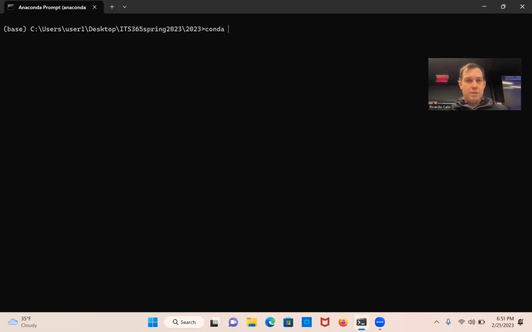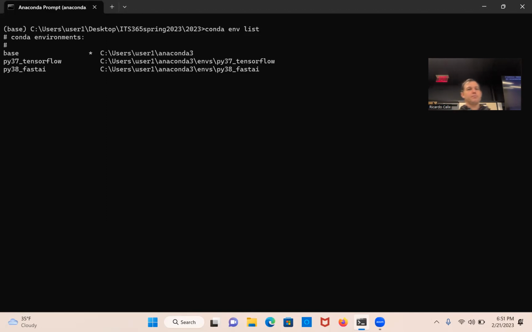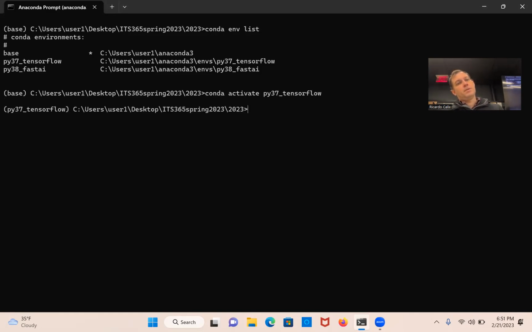The Conda environment. And we've already created a TensorFlow environment, I believe, right? Last time. So we can just do that. So Conda activate TensorFlow, oh yeah, 374 TensorFlow, right? Okay, and then we can start a Jupyter notebook.